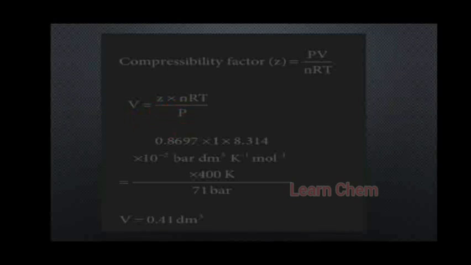So substitute the values. Z is equal to 0.8697, number of moles is 1, 8.314 is the R value, multiplied by 400 Kelvin, the temperature, divided by the pressure 71. So the volume of CO2 is 0.41 decimeter cube.